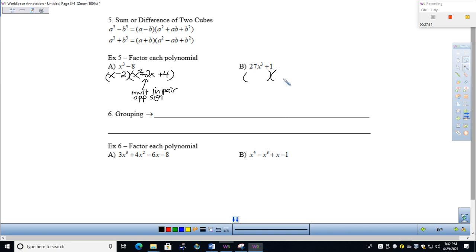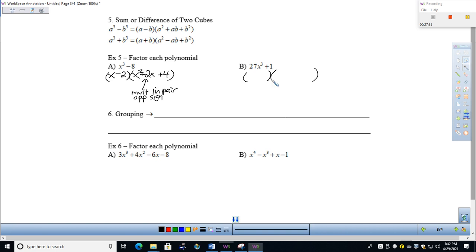Take a moment and recognize, first of all, 27x cubed is a perfect cube. 1 is a perfect square and perfect cube, so that'll work for both patterns. Go for it. See if you can do it. Small linear, large quadratic.